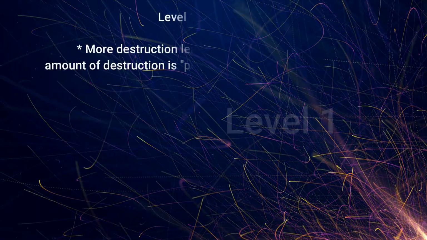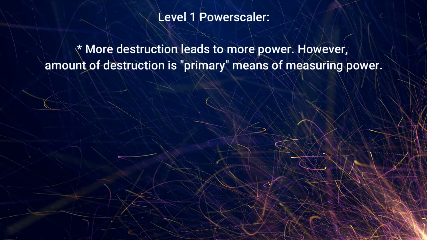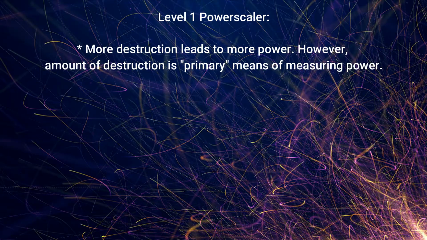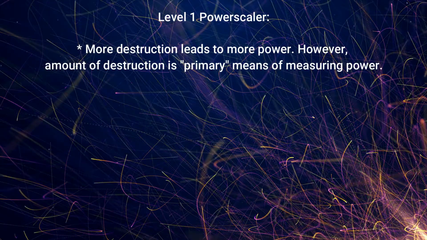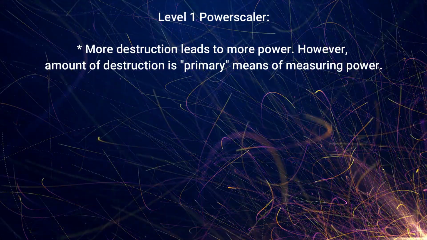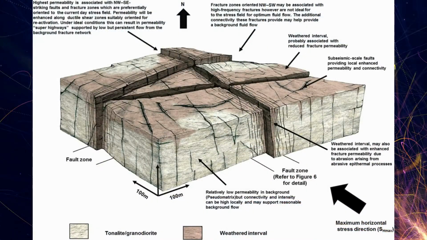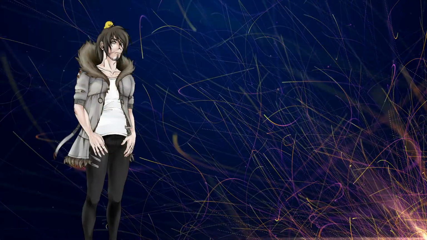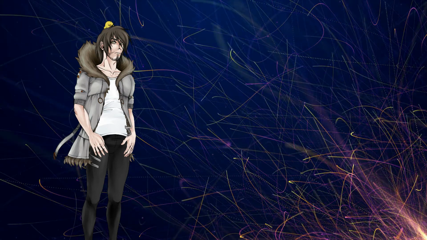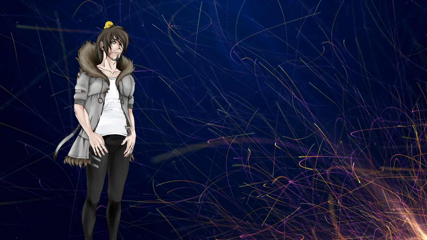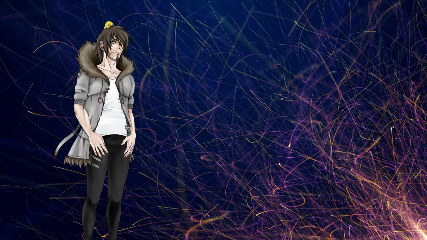People at this level will understand that more destruction leads to more power. However, the amount of destruction is going to be their primary means of measuring power. Things such as what type of material is destroyed, or the density, or the volume, all that stuff goes out the window. It's just that more was destroyed, so this person hits harder. You see it a lot. And there's plenty of contradictions, but at level 1, most of those things are not thought about.